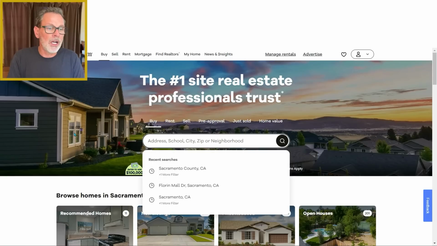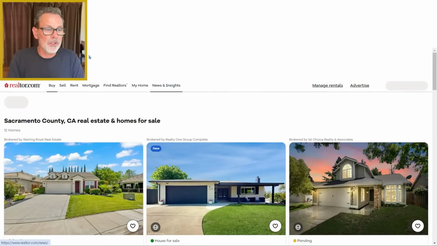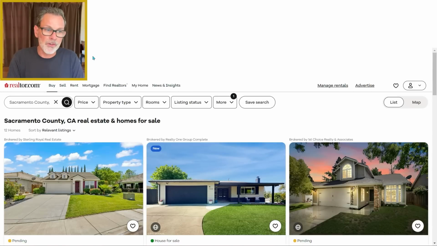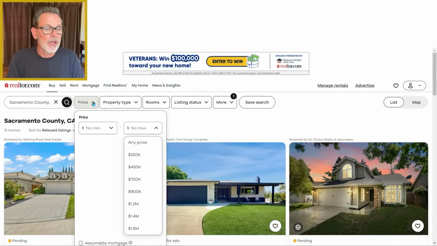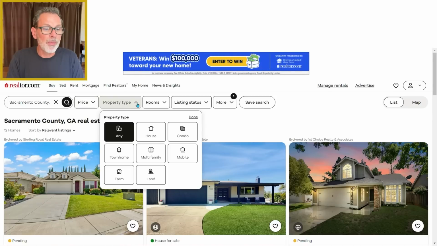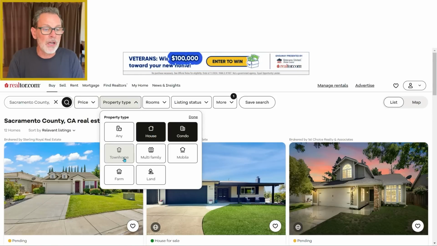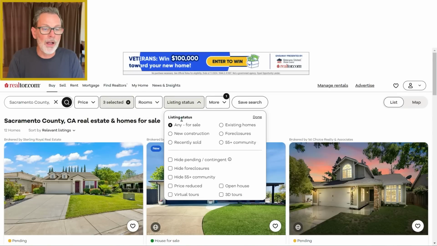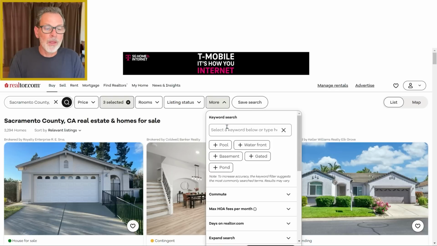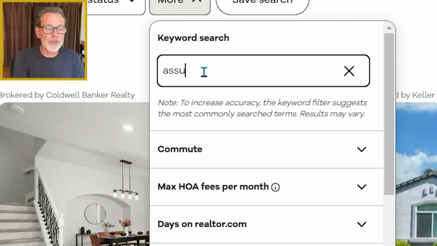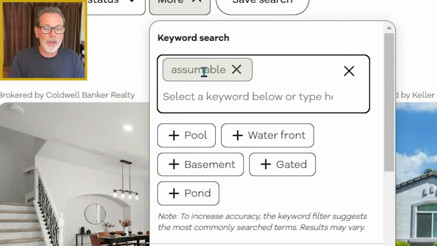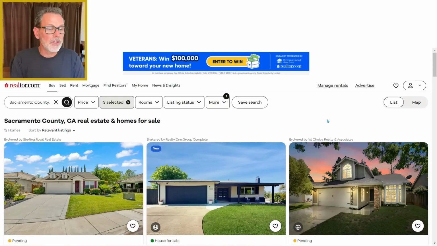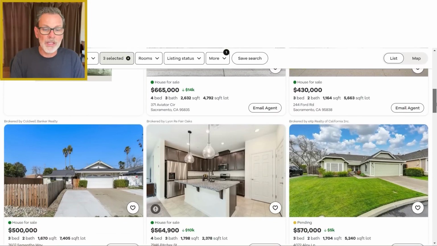So also go to Realtor.com as well. Just go to their homepage and click on Buy. Again, search for your area. I'm just looking at Sacramento County. Again, I'm looking at all price segments, property types. Let's look at houses, condos, townhomes again. Click on Done. Number of rooms, just keeping it open, all houses for sale. Then click on More, and then type in right here, right at the top, Assumable. Hit Enter, click out. You can see that there are 12 houses for sale that have this assumable term in their MLS description, which is all these houses right here.